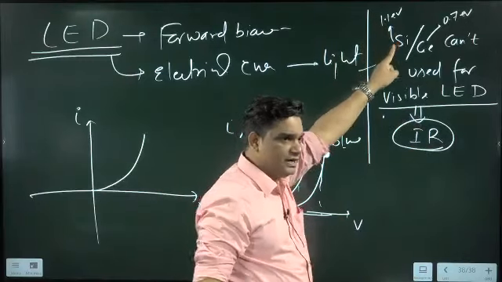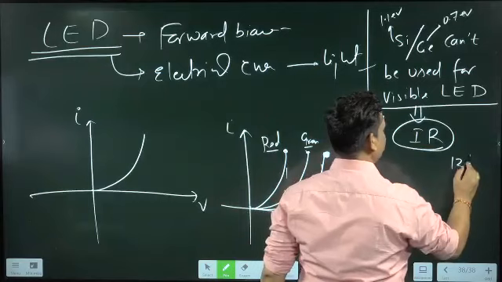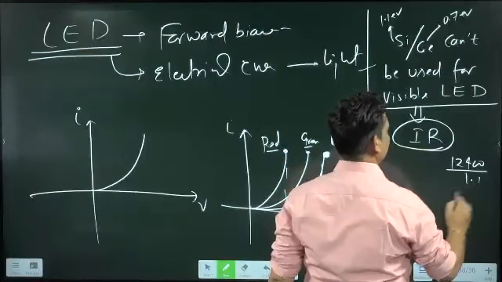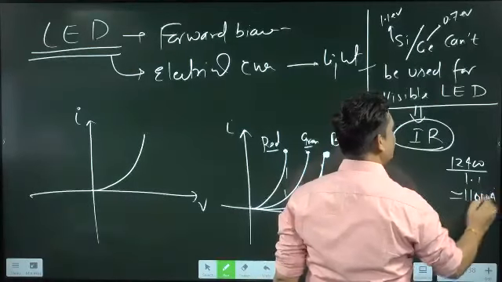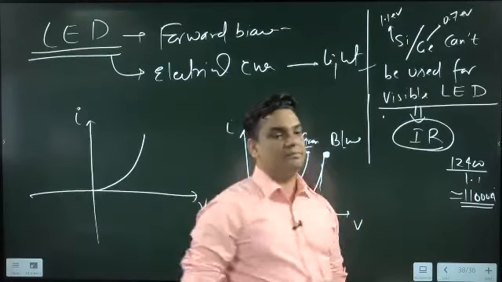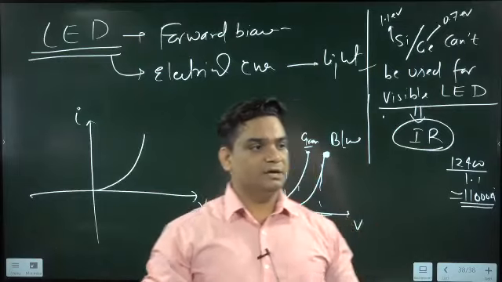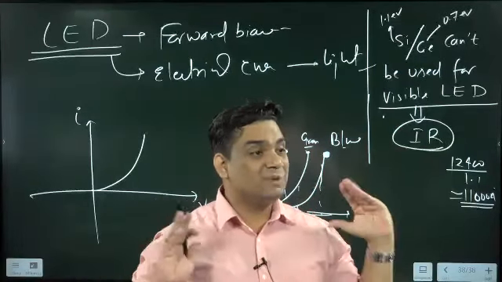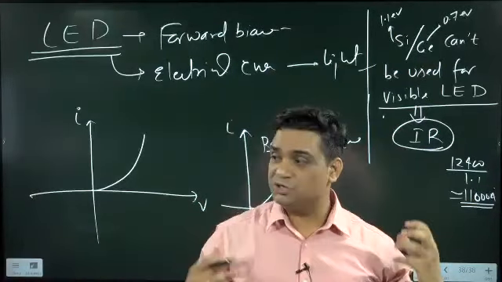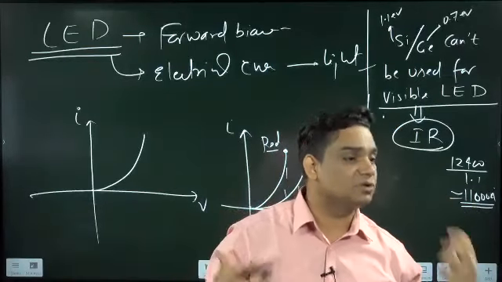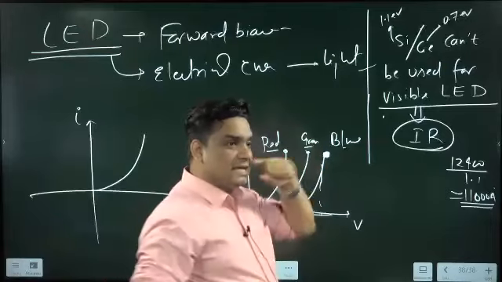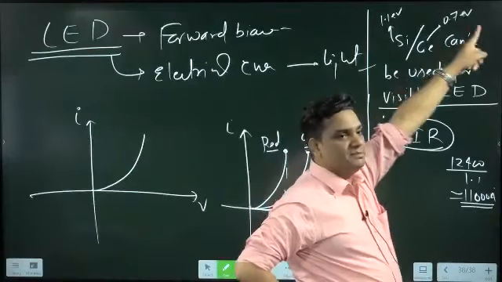12400 by 1.1 comes to around 11,000, and 11,000 angstrom is basically IR. So silicon and germanium cannot emit visible light. They always emit IR. IR means we can only sense the light, but we will not be able to see anything coming out of that. Silicon you have to remember 1.1, germanium is 0.7 gap.